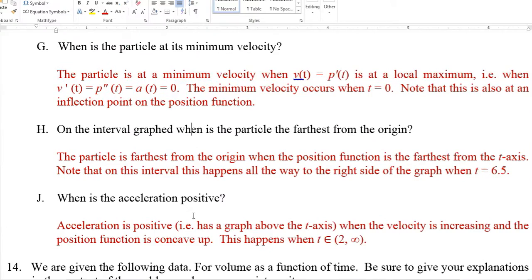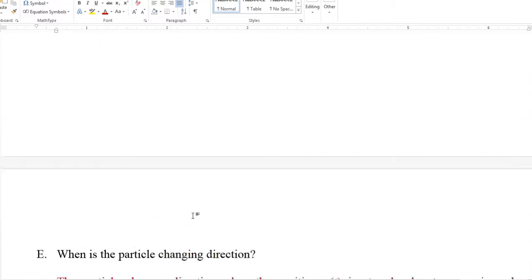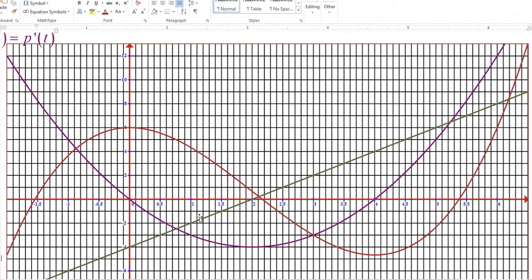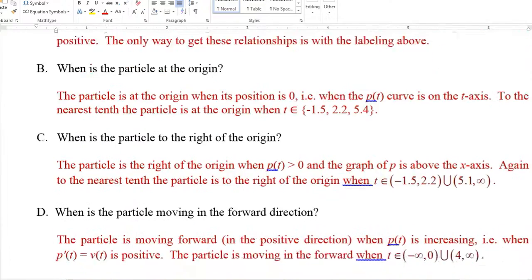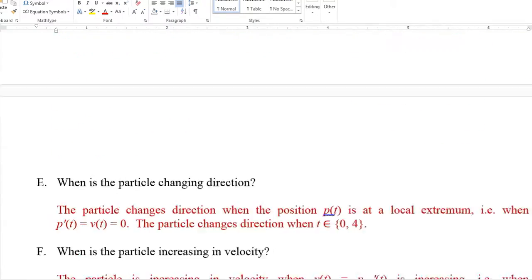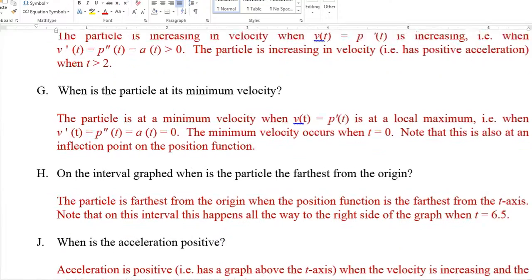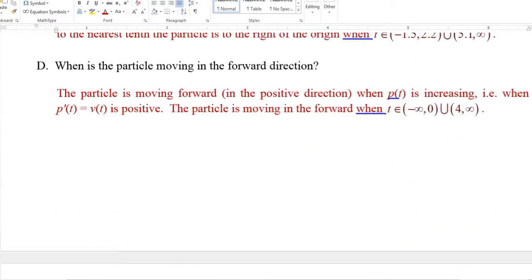So the farthest away from the origin is at the right end, which is whatever t value that is. This is the t-axis here. Looks like that's about 6.5 and about 13. So time ticks 6.5, it's 13 to the right. That's the farthest.